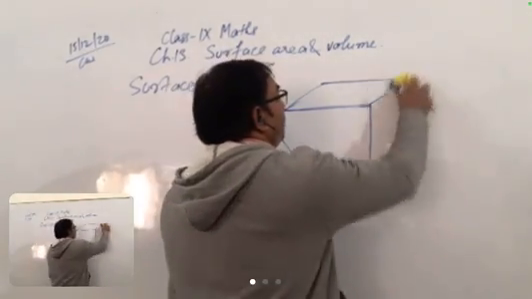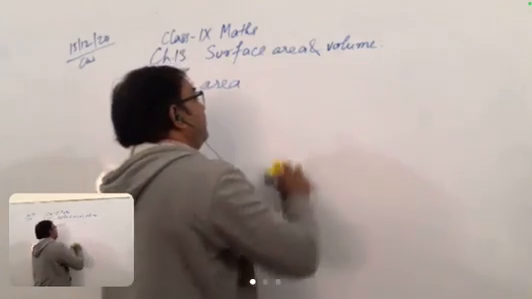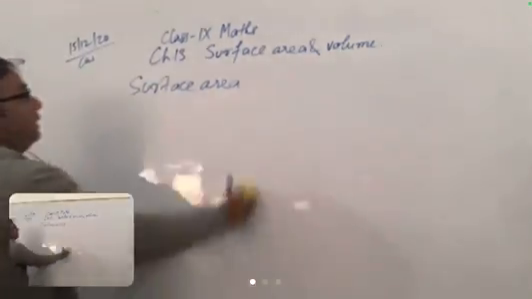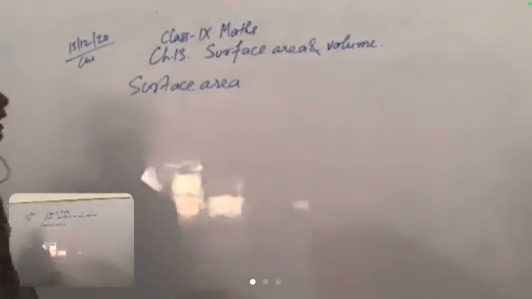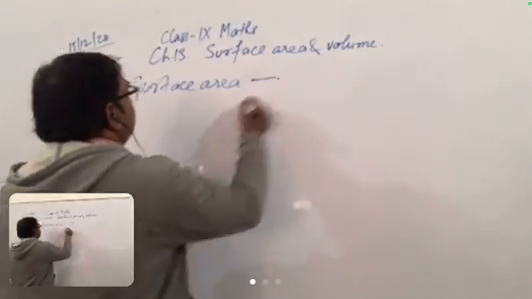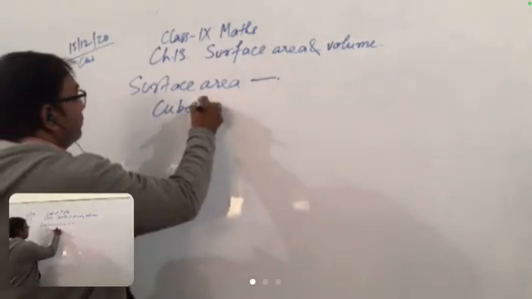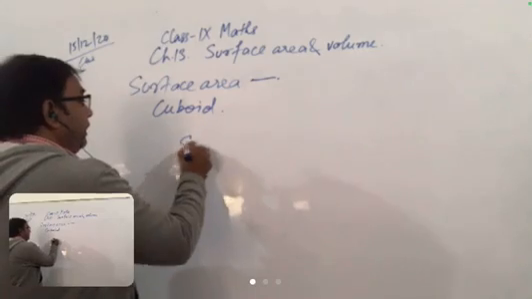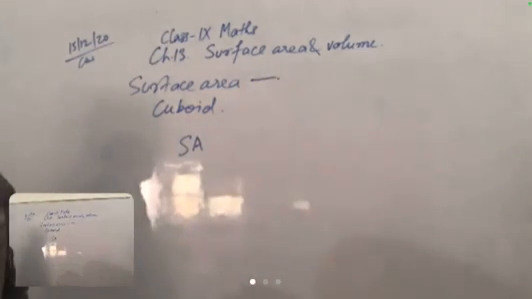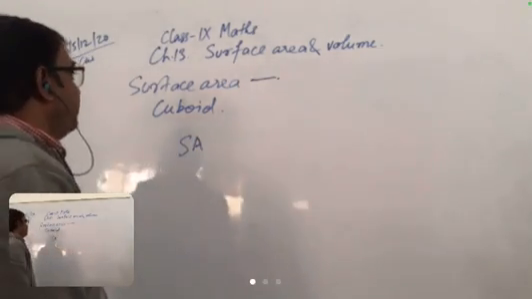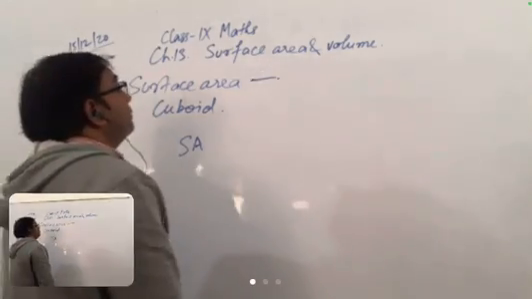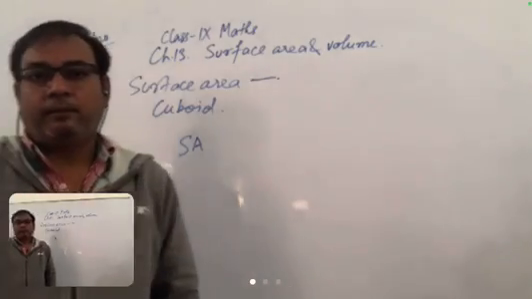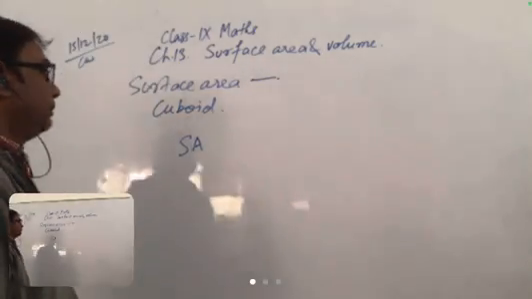So I think everyone knows what the surface area of a cuboid is, because we already read this in class 8. Cuboid. Yes, sir. So tell me please, what is the surface area of a cuboid? Sir, 2 into length into breadth plus breadth into height plus length into height.